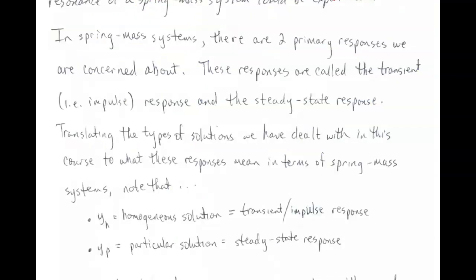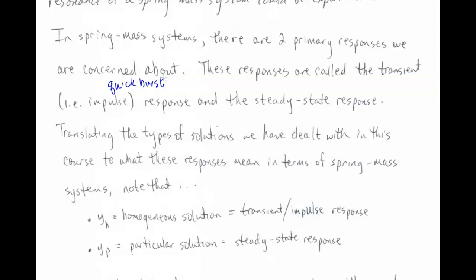When we talk about spring mass systems, there are two primary responses that we are concerned about. These responses are called a transient response, which is better known as an impulse response. I think in the part 1 video, I called this the response where we had a quick burst of force or energy. That's essentially what a transient response is. And the steady state response.